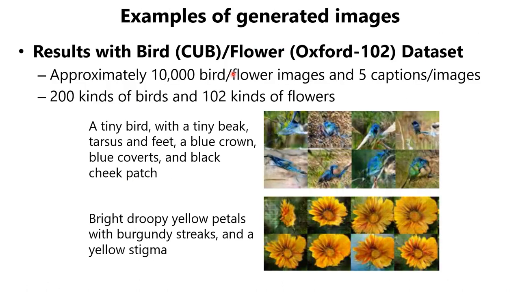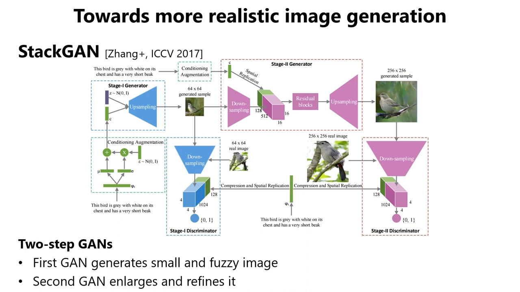So here is an example of how it works with a bird-only dataset and a flower-only dataset. For example, when we gave this detailed description of a bird, the method is able to generate an image like the one of the bird on the right. And in the case of a flower, the method is able to generate an image like the one below. However, if you get really close to the screen, you may notice that the bird is disjointed and the flower is quite distorted. So, as a subsequent development, a model with multiple GANs called the StackGAN was introduced.